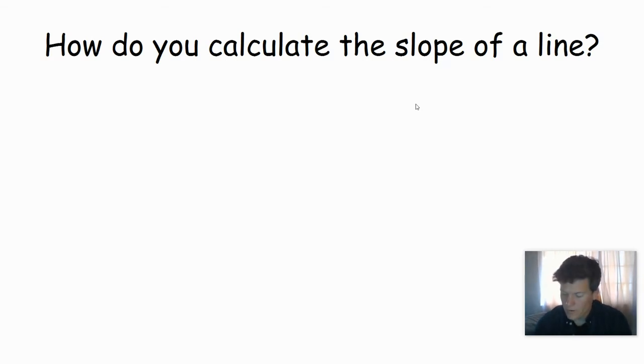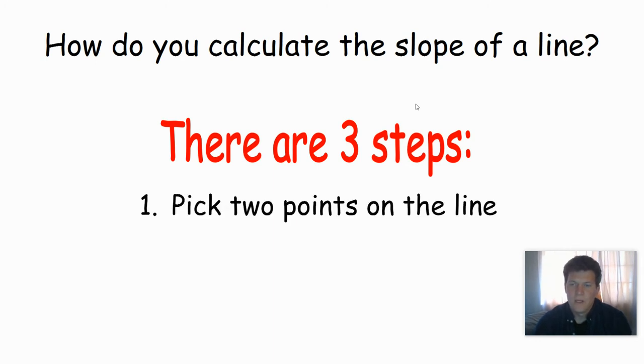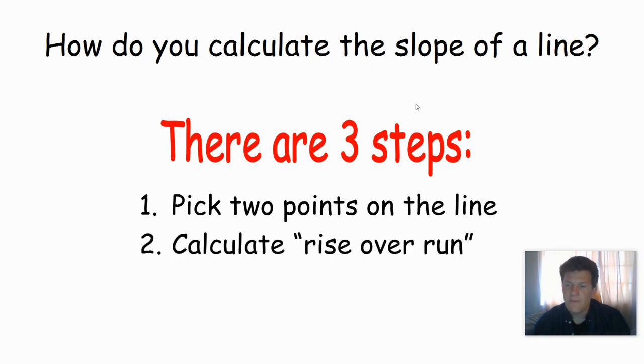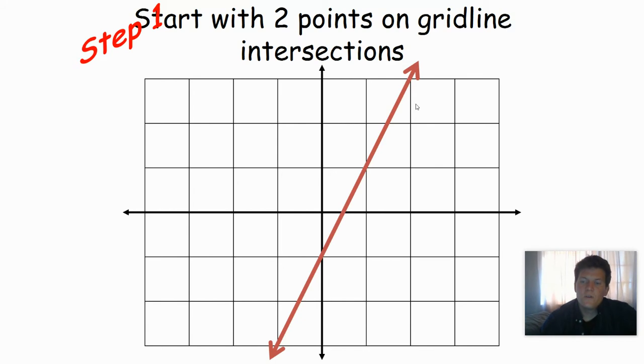So how do we calculate that slope of the line? Well, that's what we saw in our vocab from earlier. We were talking about that rise over run. Now, to find rise over run, there's 3 steps. Step number 1, pick 2 points on the line. Step number 2, calculate that rise over run. Step number 3, determine the sign. Are we positive or negative? Are we uphill or downhill? So watch me do this one right here. We have this graph with this line.